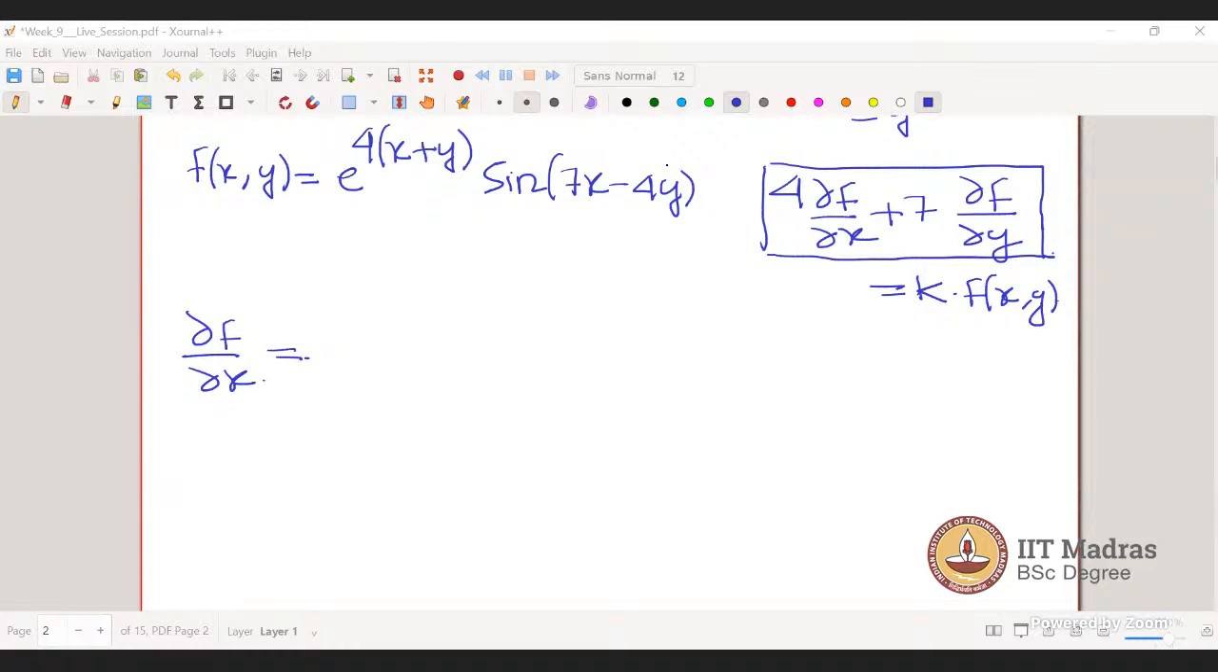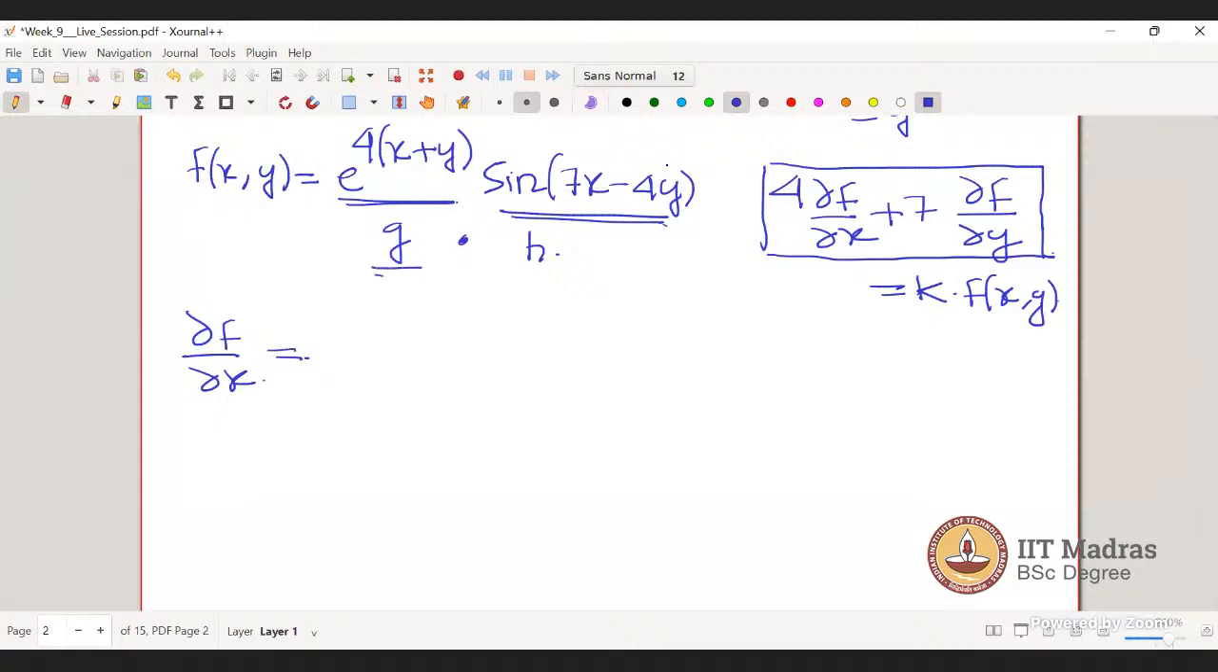So again we'll apply the product rule. Basically, what we are doing is taking the derivative with respect to x, treating y as a constant. We apply the product rule because we have two functions over here. So this is f, which is maybe g times h.